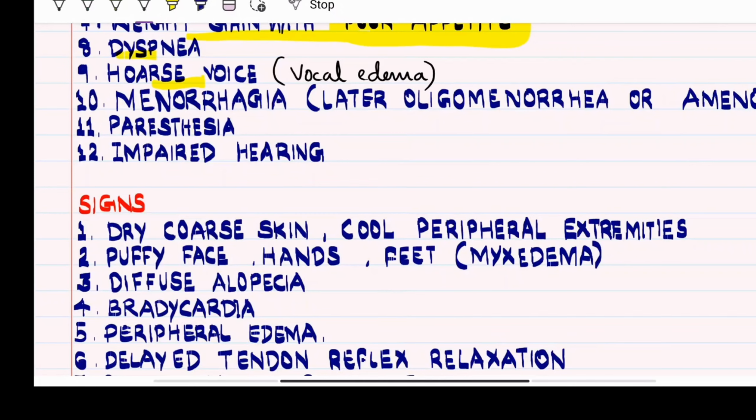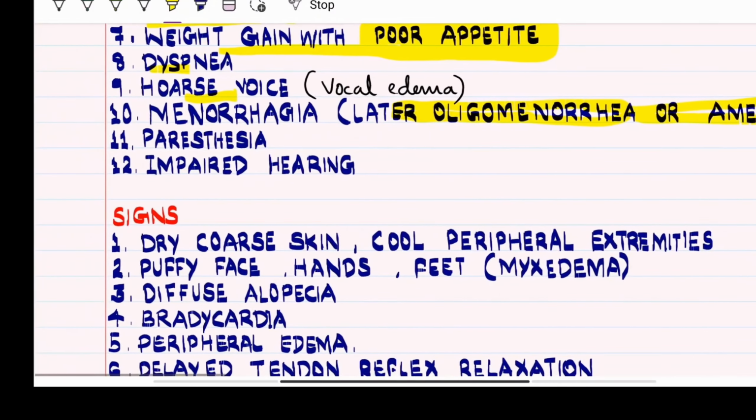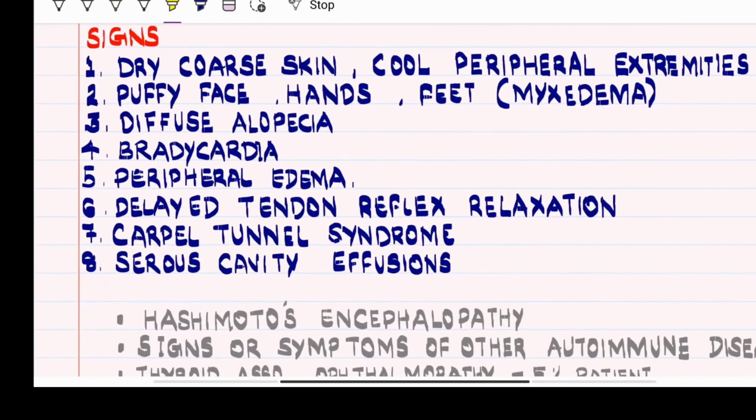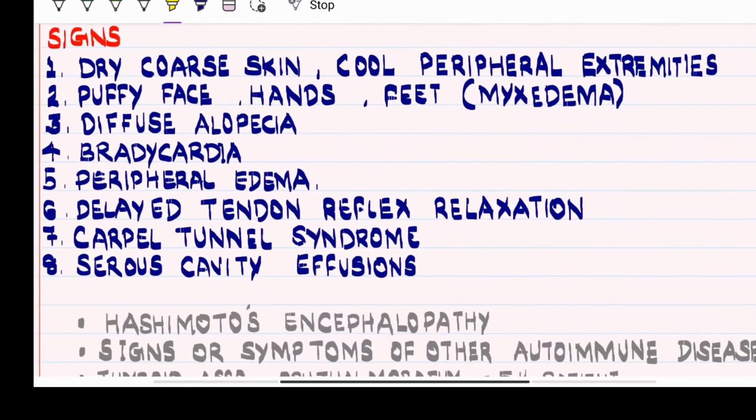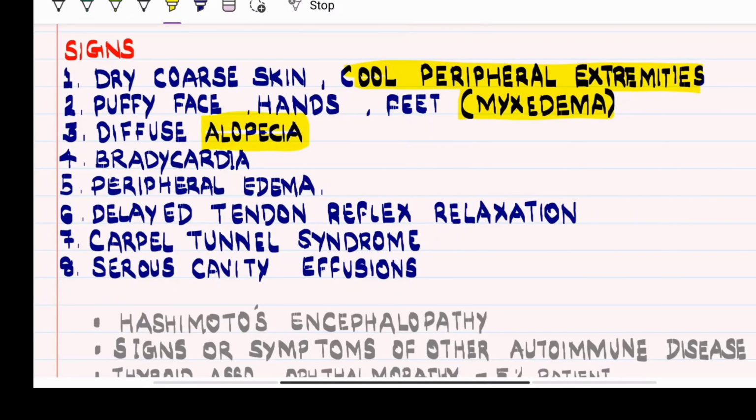Then menorrhagia. Later there will be oligomenorrhea, menorrhagia, excessive bleeding, then infrequent bleeding, then amenorrhea. And paresthesia and impaired hearing. The signs that we can observe are dry, coarse skin and cold peripheral extremities, which is very important. Then we have a puffy face, hands and feet. There is mixed edema, then diffuse alopecia, and bradycardia, because the thyroid hormone is a tachycardic hormone.